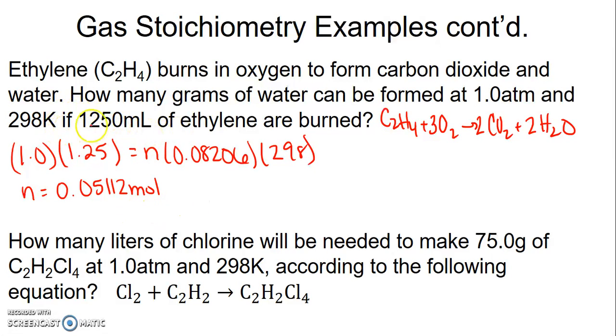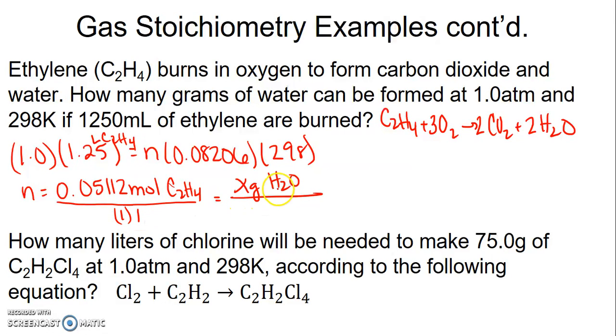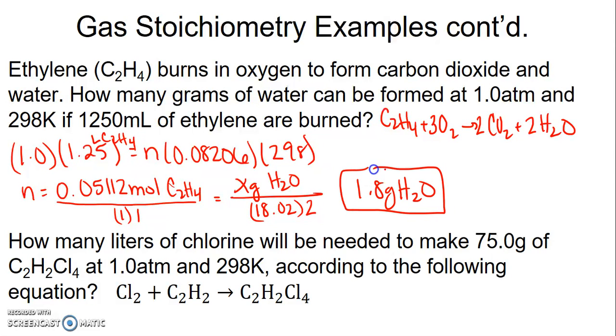Now we need to know what that's the moles of so we can properly set up our stoichiometry proportion. And if we have liters of ethylene, that means that this is going to be moles of ethylene. And from there, we can set up our stoichiometry proportion, and you can solve for grams of water. So if moles is on the top, we're going to put 1 on the bottom times ethylene's coefficient, which is 1. And grams of water is on the top, so I'm going to put water's formula weight on the bottom times its coefficient, which in this case is 2. And if you cross multiply, you get 1.8 grams of water. And that would be your final answer.